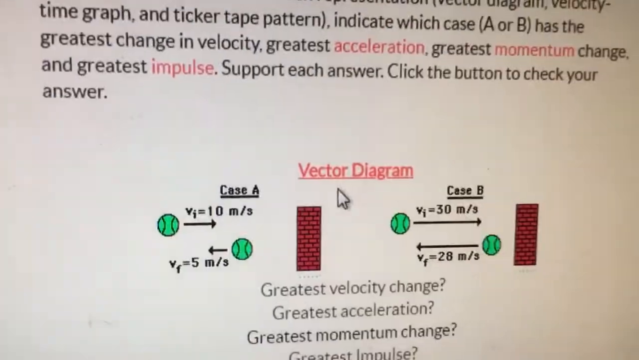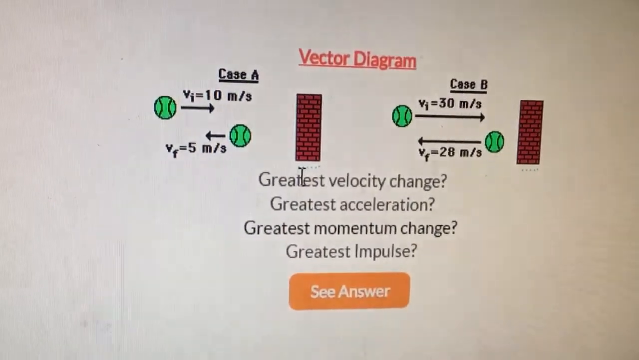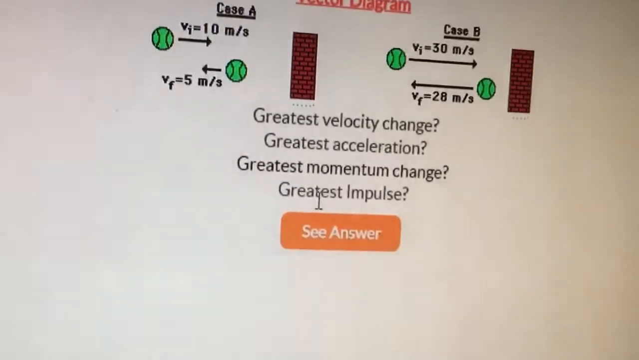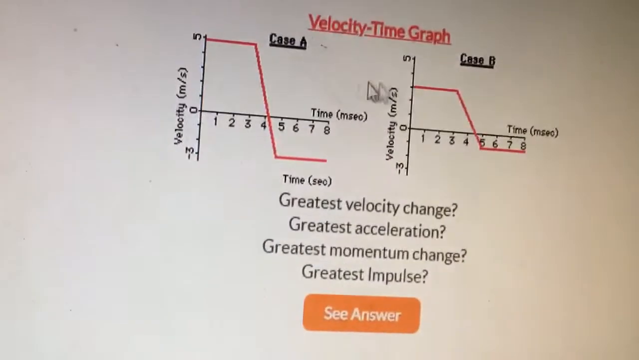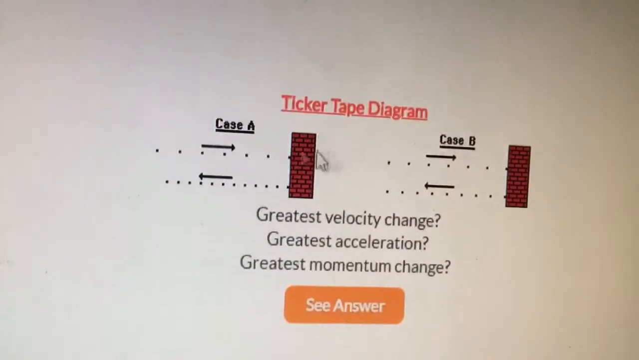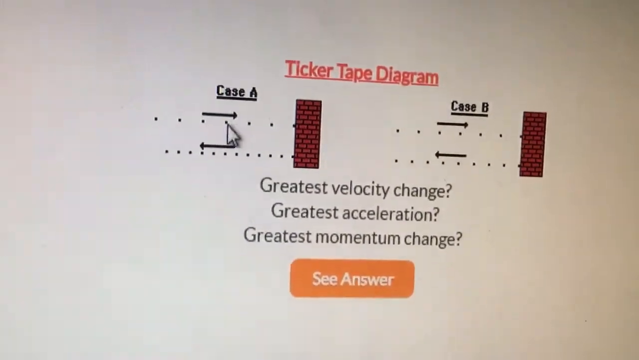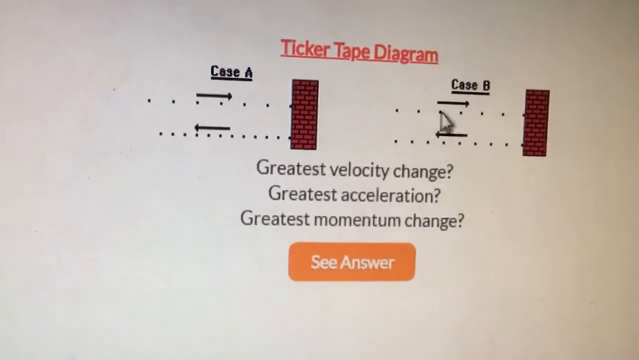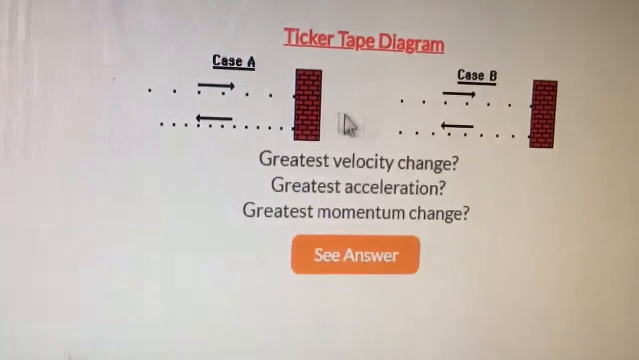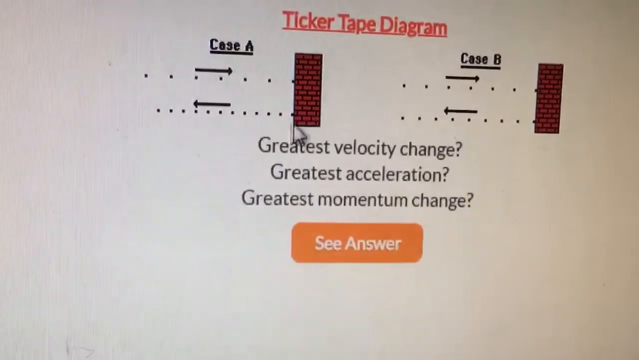Now, the last thing we did was we looked at this vector diagram. So this is one way of representing motion with a physical picture of the scenario and vector arrows. Another way of doing it is with a velocity time graph, and then yet a third way is this dot model. You can see here that the initial velocities for case A and B are about equal. The dots are equally spaced on both sides. But here on case B, the dots are pretty far apart still, and here they're very close together.